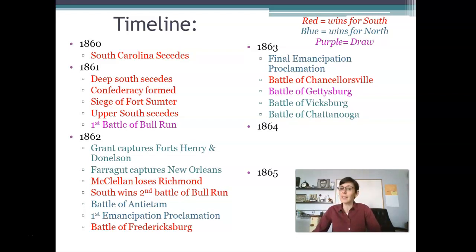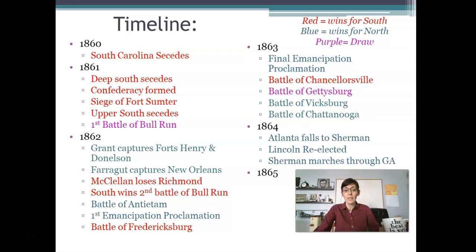So by the end of 1863, though, the North is looking pretty good, and they take both the Battle of Vicksburg and the Battle of Chattanooga. 1864, Atlanta falls to Sherman. William Tecumseh Sherman, and that's the so-called burning of Atlanta, which was particularly brutal, and really, really inhumane. I mean, Sherman really took no prisoners and was indiscriminate in who he killed and who he harmed.